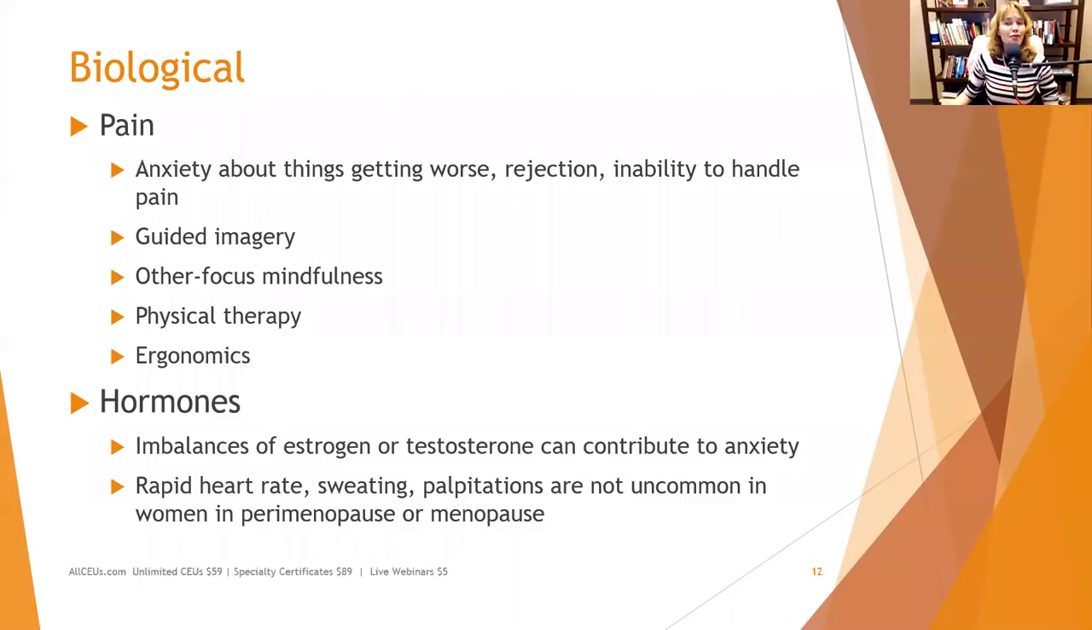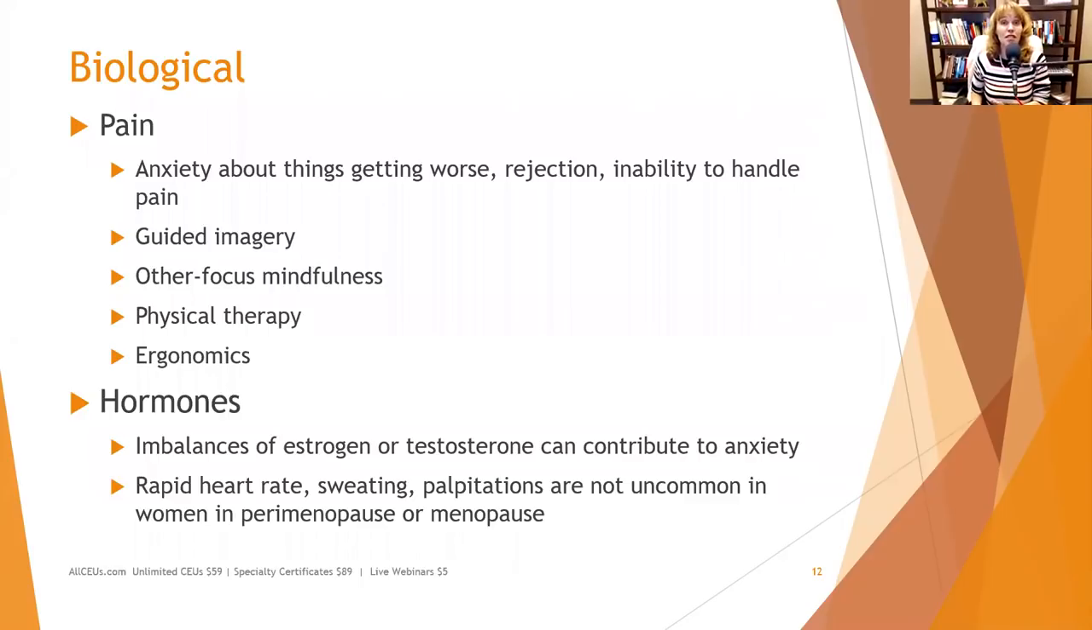Hormones are another thing that we need to look at. Imbalances of estrogen and testosterone can contribute to anxiety symptoms, heart palpitations, fatigue, irritability. Having people get a physical. We can't, as clinicians, do anything about it, but doctors can.